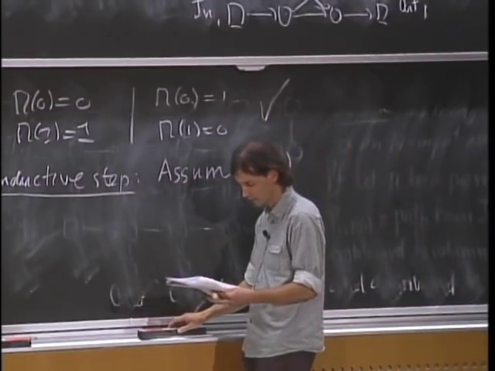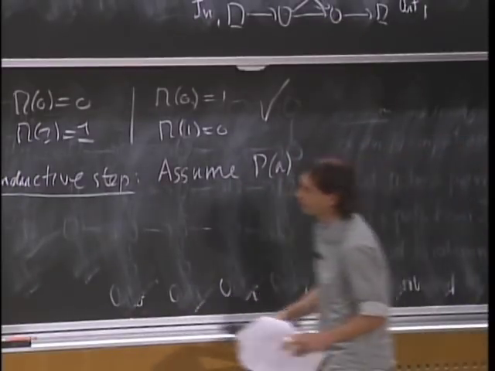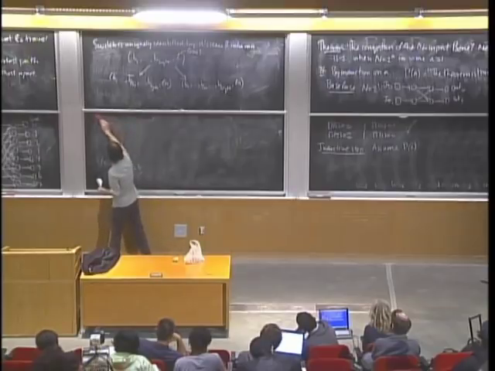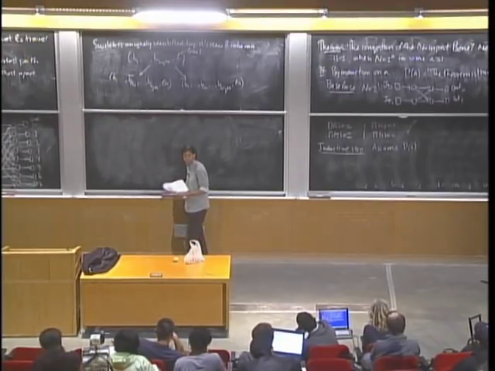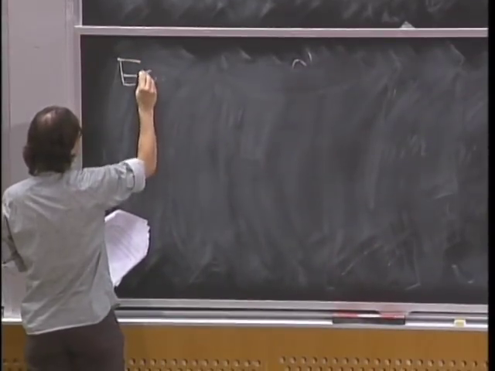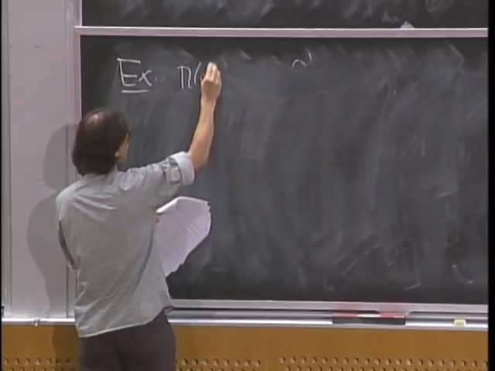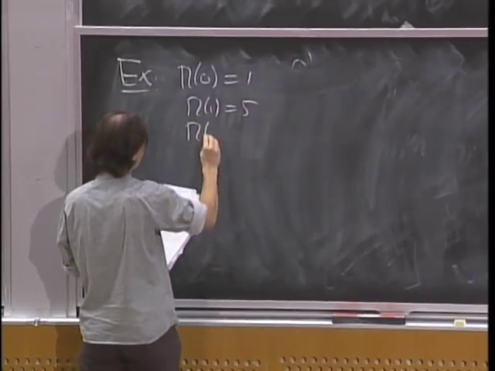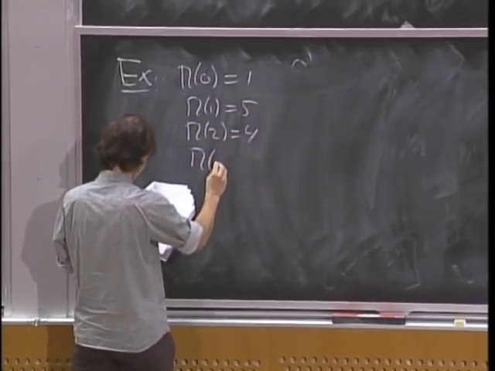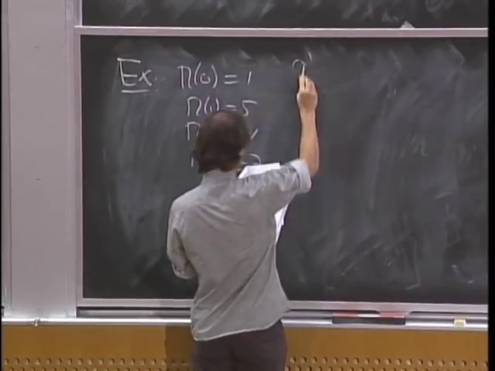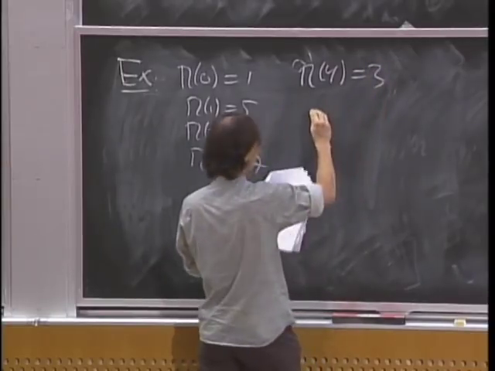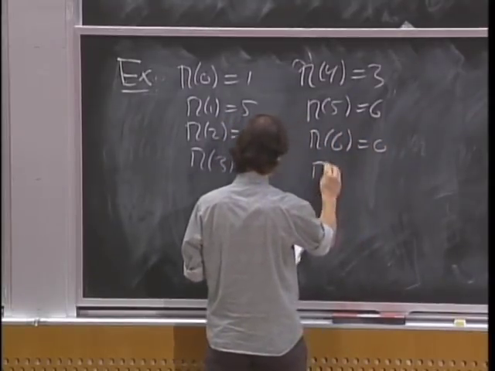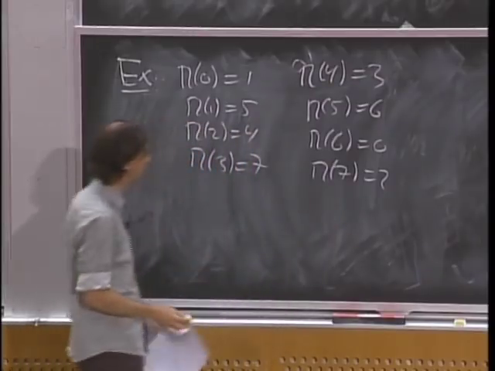So let's do an example, such that we can figure out what's going on. Actually, let me put that over here. So just take an example permutation, and we'll go through this example and then see how the proof works. So let's, as an example, have pi of 0 maps to 1, pi of 1 maps to 5, pi of 2 goes to 4, input 3 goes to 7, 4 maps to 3, 5 to 6, 6 to 0, and 7 to 2. So this is just an arbitrary permutation.